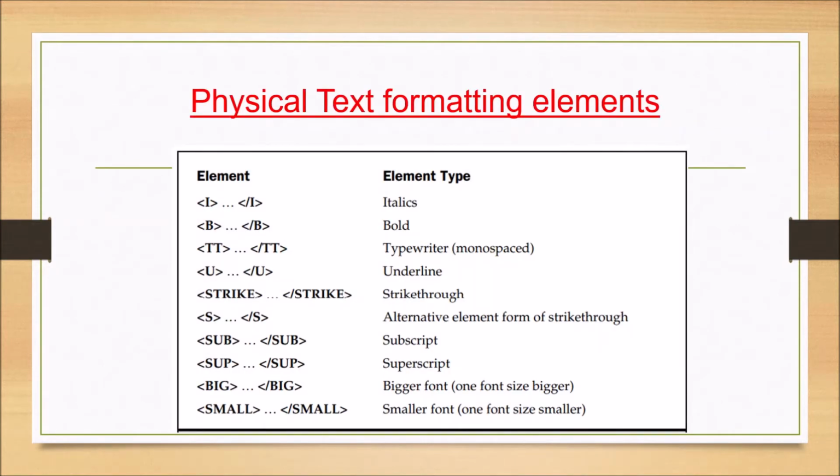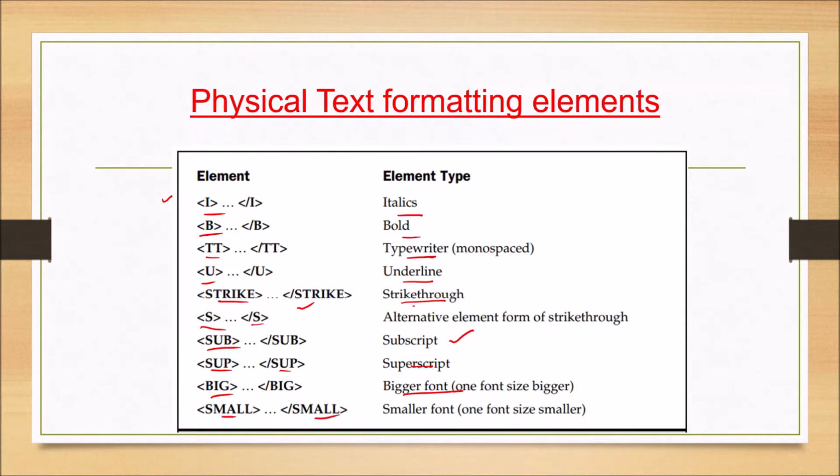So all these are different physical text formatting elements in which we have I tag for italics, B tag for bold, TT tag for typewriter, U tag for underline, strike tag for strike through, S tag for strike through, an alternative element for strike through, and sub tag for subscript, sup tag for superscript, big tag for bigger font, and small tag for smaller font.